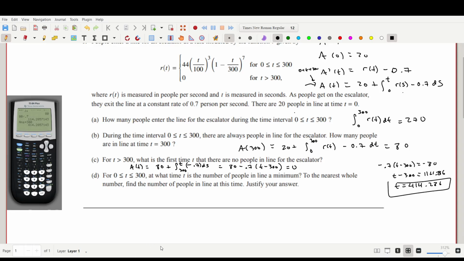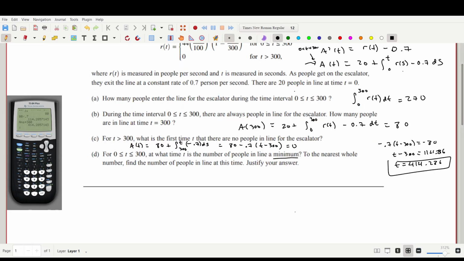D, for 0 less than t less than 300, at what time t is the amount of people in A a minimum? Minimum means candidates test. So let's find when A prime is 0. A prime of t we know is R of t minus 0.7. You want that to be 0, so that's the same thing as R of t equals 0.7. Let's graph that and solve it.